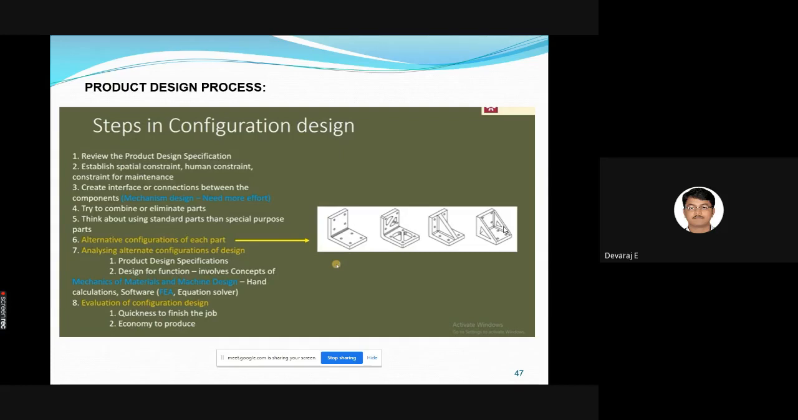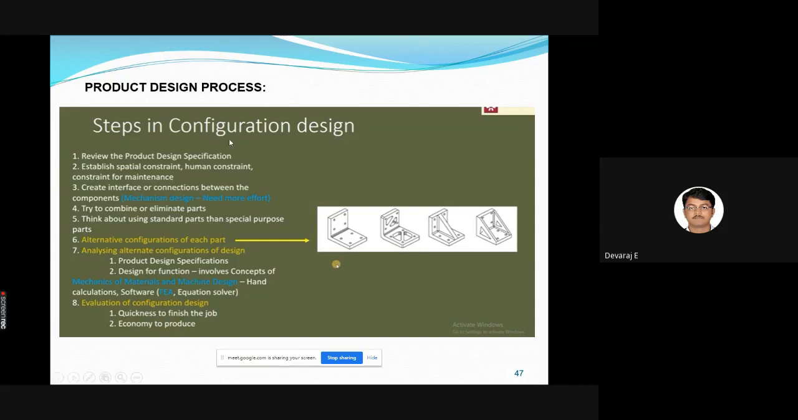Then go to the next, sixth point. You can see alternative configuration of each part. So this is called alternative configuration. That is nothing but, for the same problem, find a different design. So here you can see there are four designs. You can go for a fifth design, or a sixth, or you can go for 10 different brackets. So find alternative designs for that application.